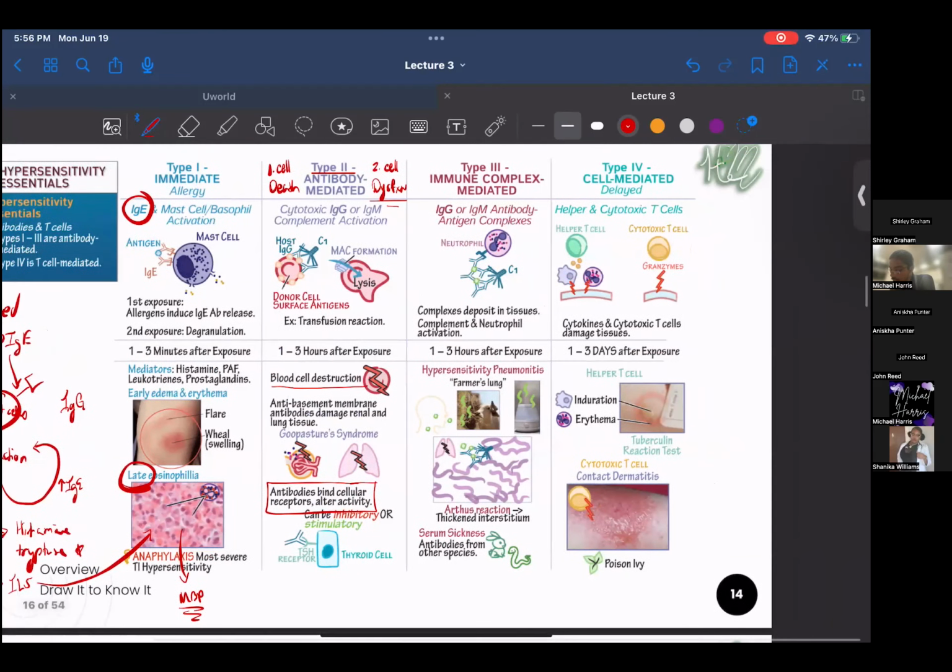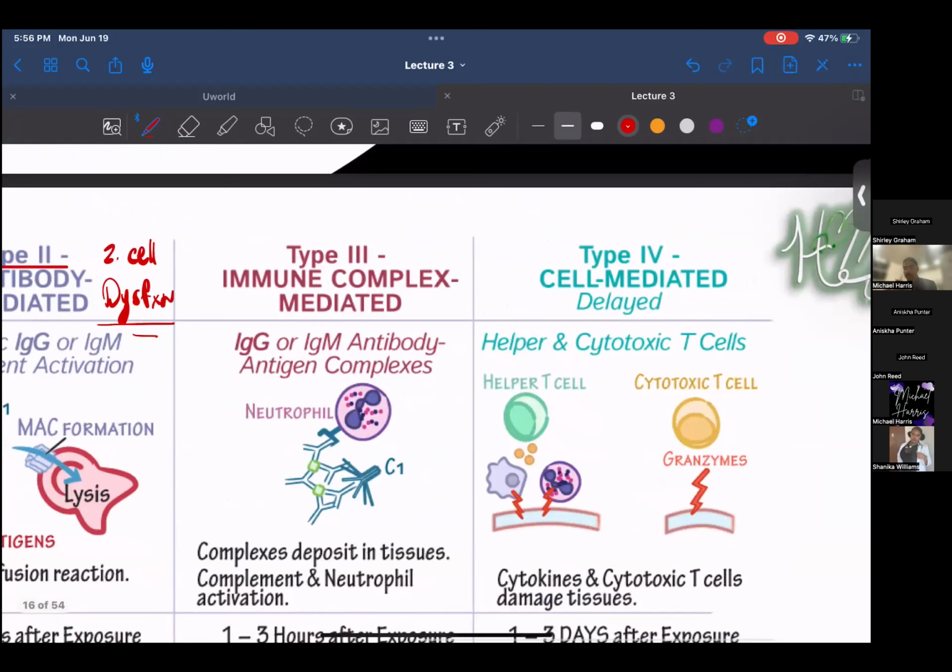No. Okay. So the next one we're going to talk about is immune complex mediated. Now, this one, remember, has to deal with antibodies binding to antigens in the blood. These are free-floating antigens. So they're not attached to anything. They're free-floating. And as a result, they form immune complexes that you see here. What type of immunoglobulin do you think this is? IgG.